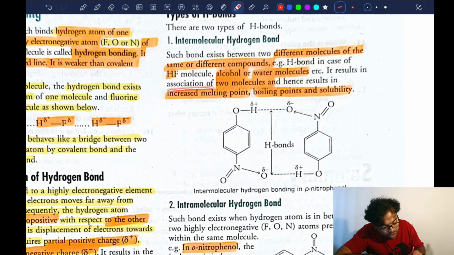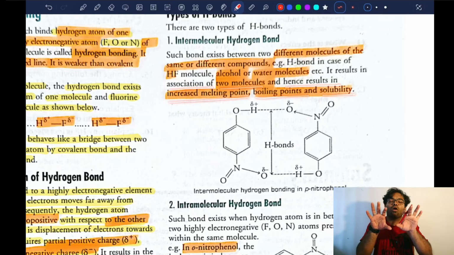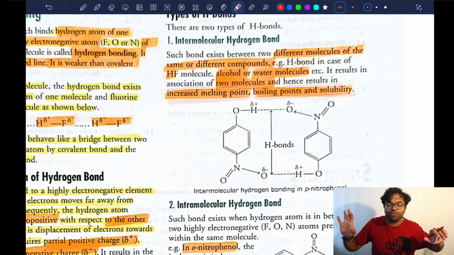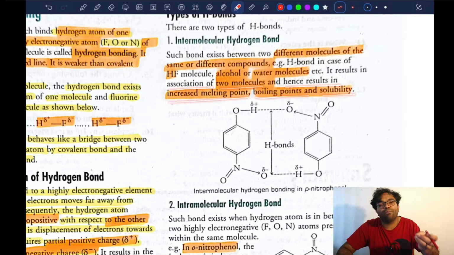It results in the association of two molecules and hence results in increased melting point, boiling point and solubility. Now, if there are more bonds existing between the different molecules in a state, what happens? It becomes more and more difficult to individually remove them. So to make them into a gas or to make them into a liquid, you have to provide more energy. So the increased amount of hydrogen bonds between the two molecules will result in more solubility. More solubility means what?